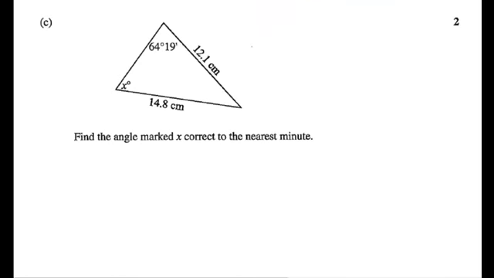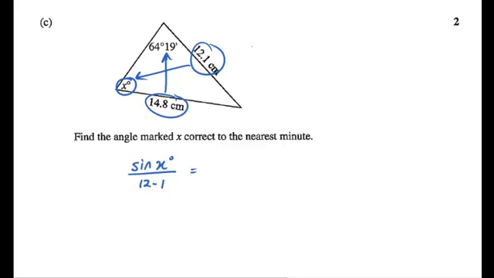Okay, we're moving on to trig again. Now in this question we have a side and its opposite angle, and another side and its opposite angle. So therefore we will be using the sine rule. Start with what you're finding. We're trying to find x. So sine x over 12.1 equals sine 64 degrees 19 over 14.8.